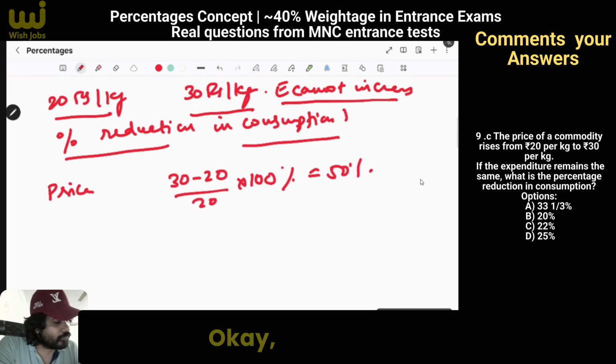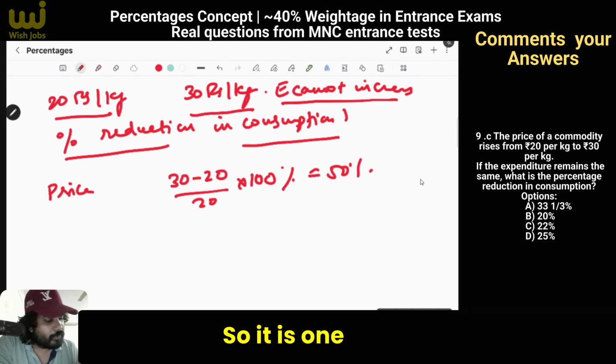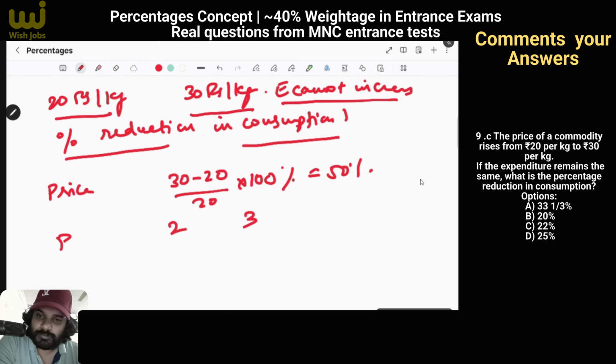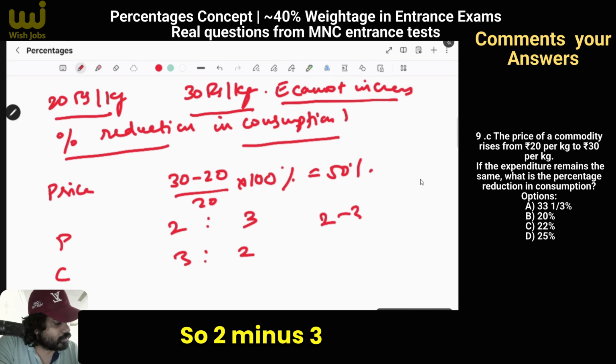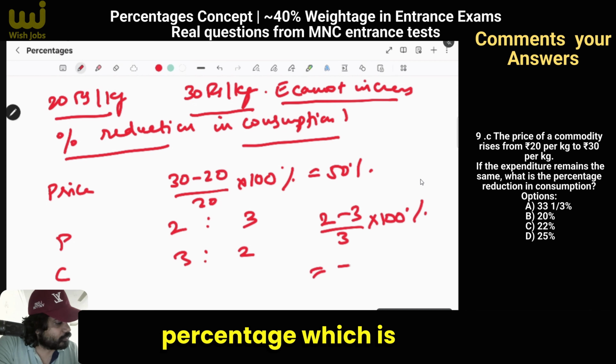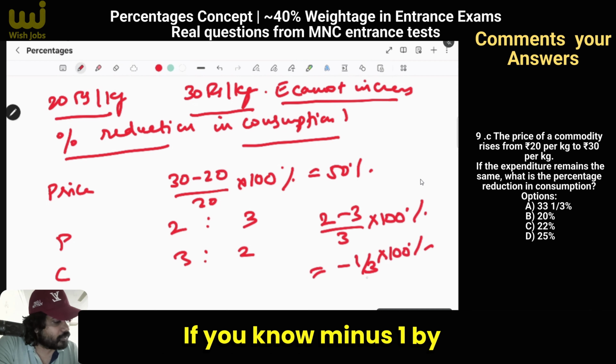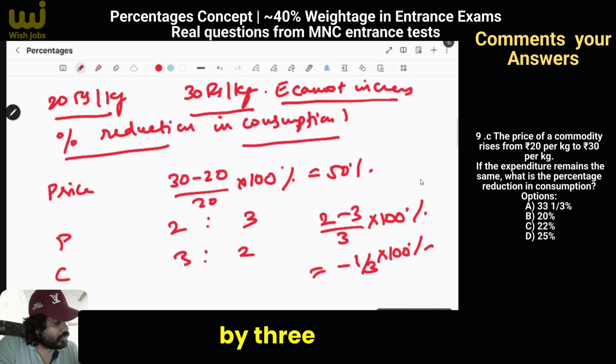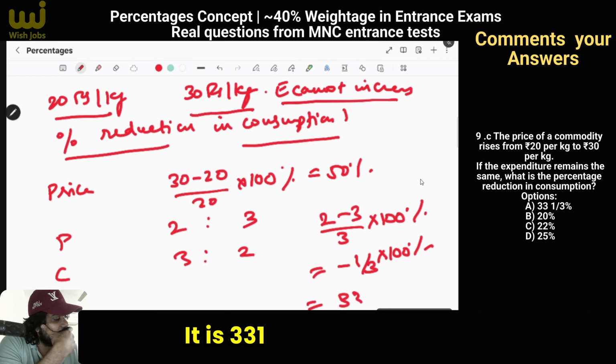That is 50 percentage. Okay. So expenditure is constant. So it is 1 by 2. Price is 2 became 3. What will happen to consumption? It will become 3:2. Same formula again. Percentage decrease or increase: new minus old by old. So 2 minus 3 by 3 into 100 percentage, which is minus 1 by 3, 100 percentage. It is 33 1 by 3 percentage.